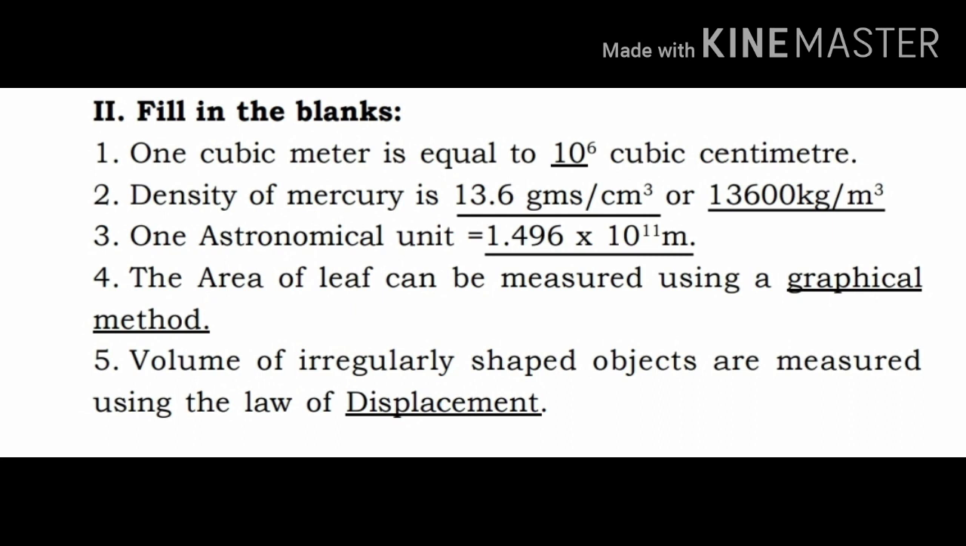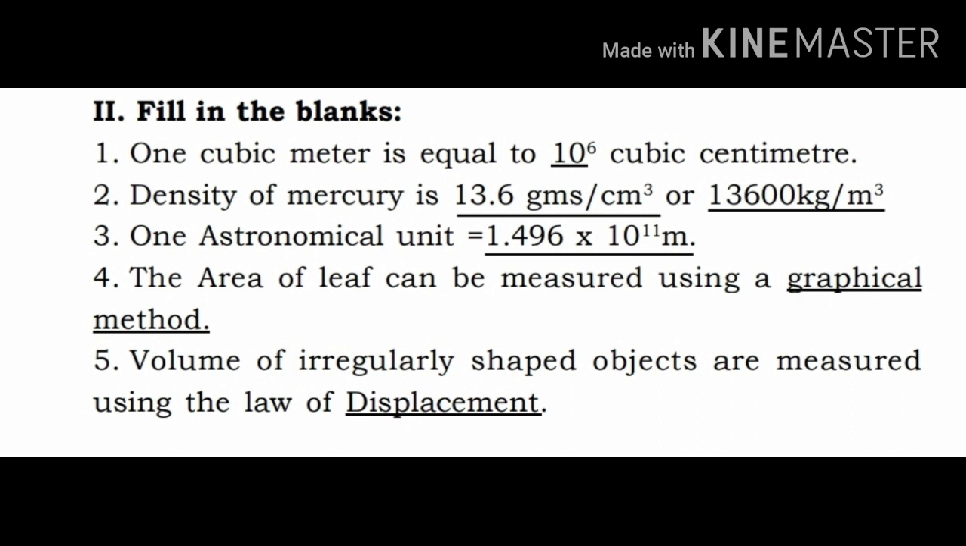Third one, astronomical unit is 1.496 into 10 to the power of 11 meter. What is the value of one astronomical unit? 1.496 into 10 to the power of 11 meter.